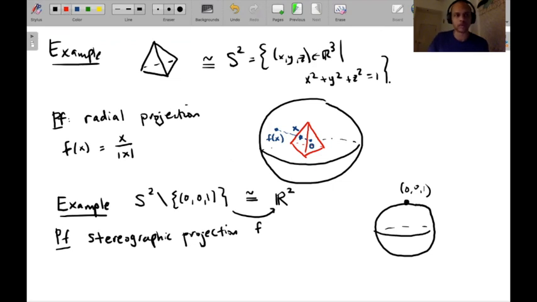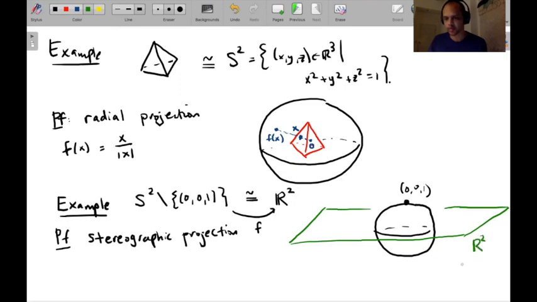And here's R2, in the XY plane. And the way the map is going to work is, okay, you give me a point on the sphere, X, and let's draw a line or a ray from the North Pole to X. That's going to hit this plane at a unique point, which we'll call f of X.